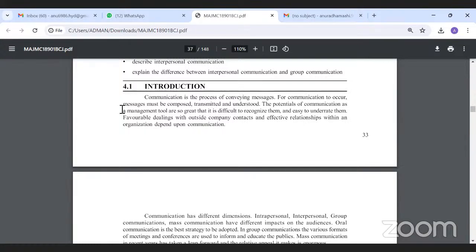The potentials of communication as a management tool are so great that it is difficult to recognize them and easy to understand them. Favorable dealings with outside company contacts and effective relationships within an organization depend upon communication. Communication is very important in whichever organization you are in. We need to communicate to build up our contacts, to work in effective relationships, to have a mutual understanding between the organization and its surroundings or the publics.